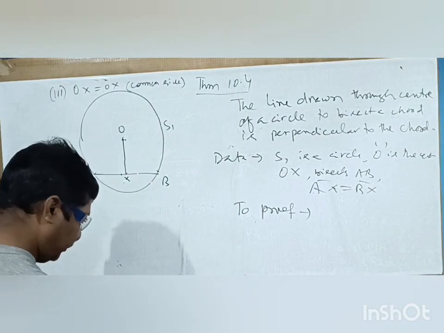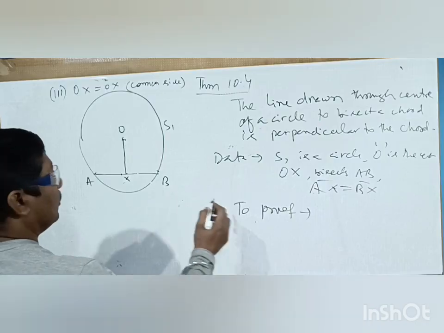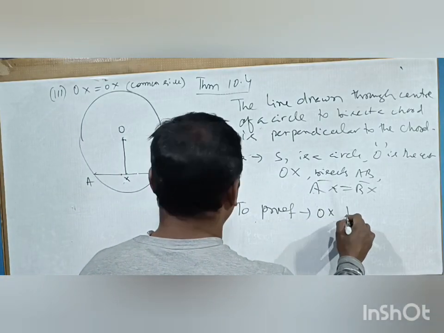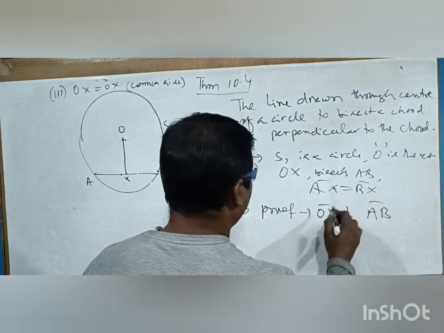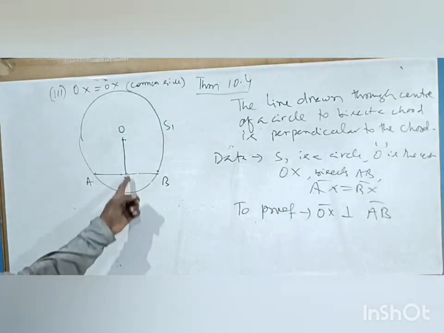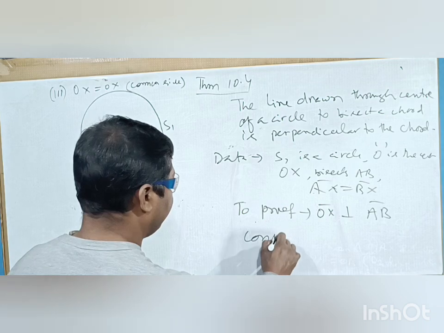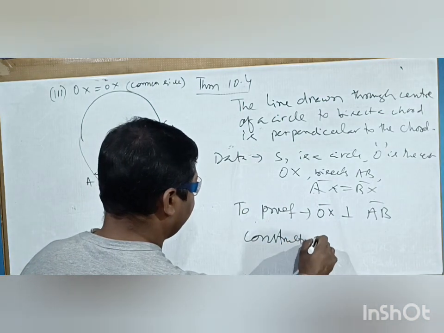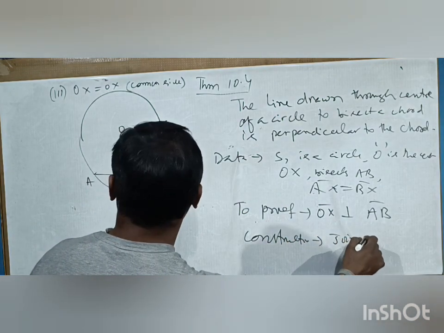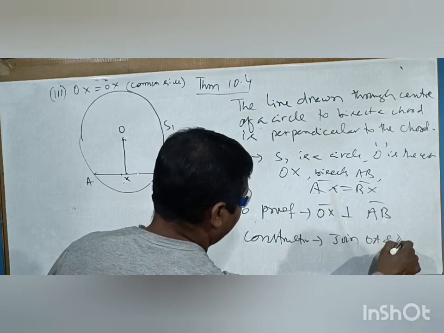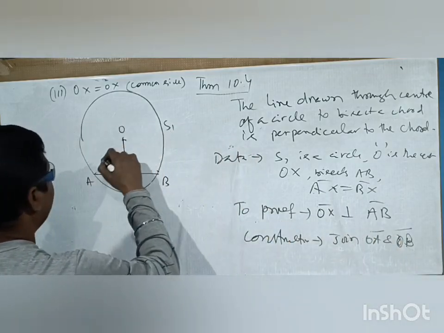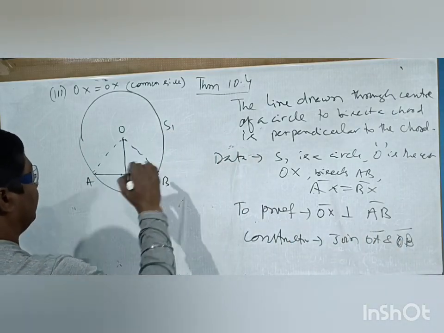See what to prove. OX perpendicular AB. This OX must be perpendicular to AB. We have to prove this. Construction is also seen. Construction: join OA and OB. The same thing, OA and OB.